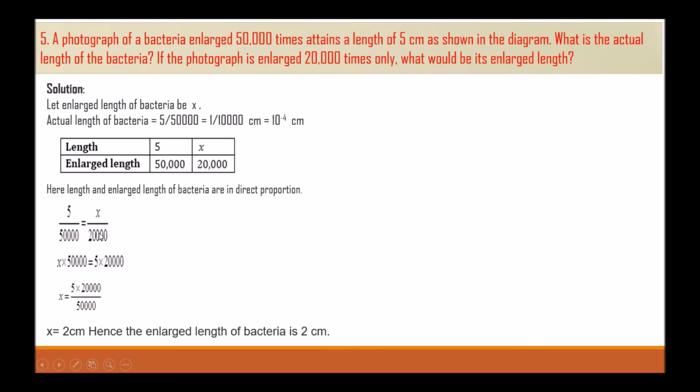We will do the cross multiplication. So we will get x equals 5 into 20,000 upon 50,000. So x equals 2 centimeter. Hence the enlarged length of bacteria is 2 centimeter.